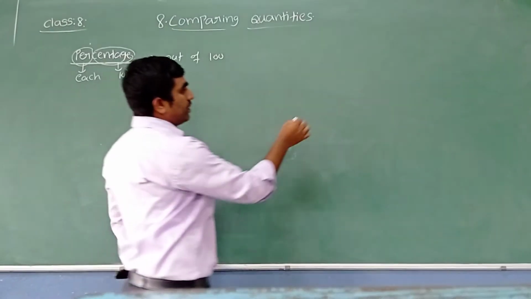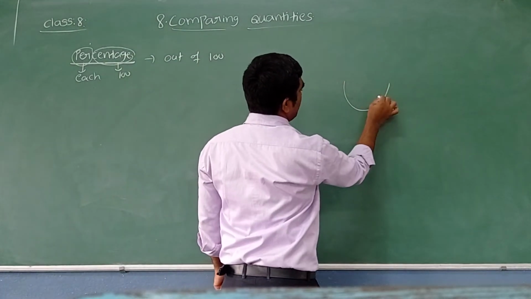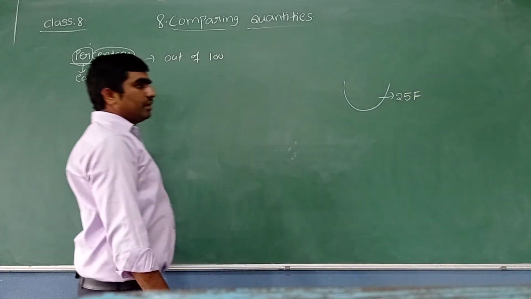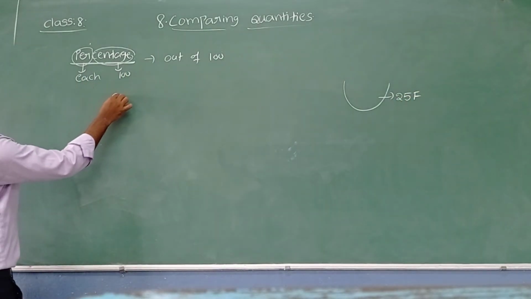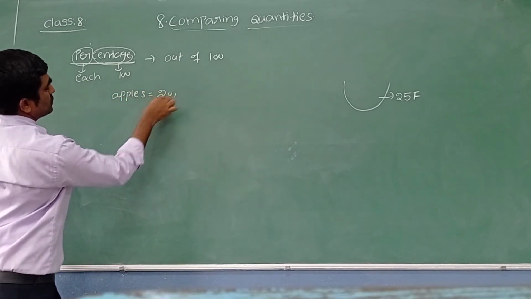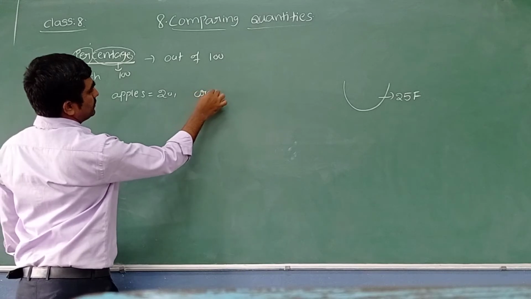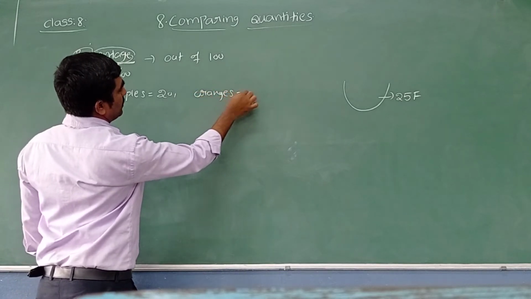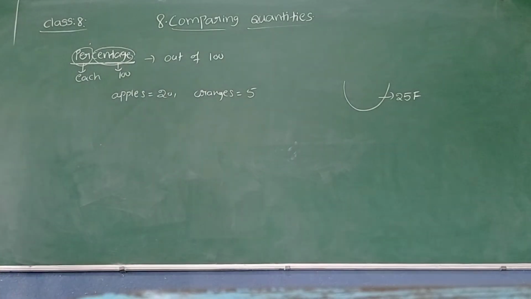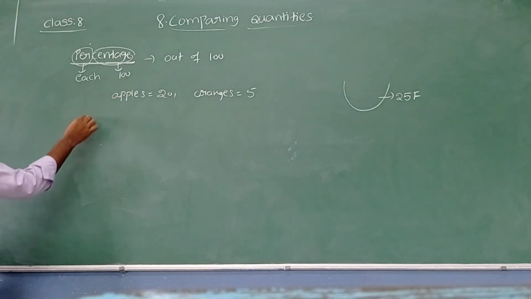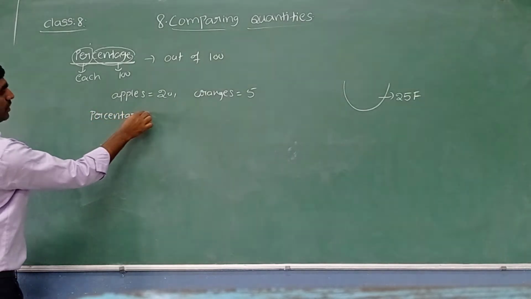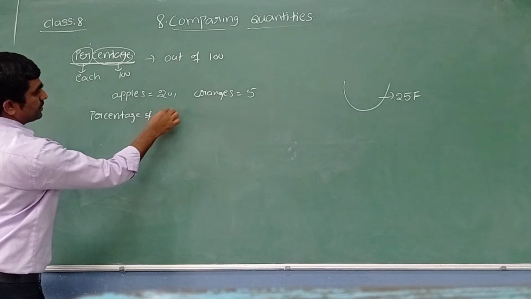Just now I explained one example, let us do the same example. A basket contains 25 fruits. In that, the quantity of apples is 20, and oranges, let me take 5 oranges. Now if I want to know the percentage of apples, let me write here percentage of apples.